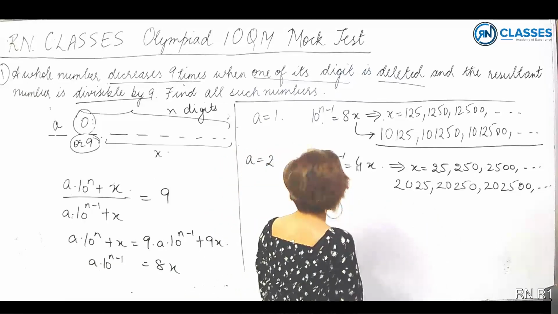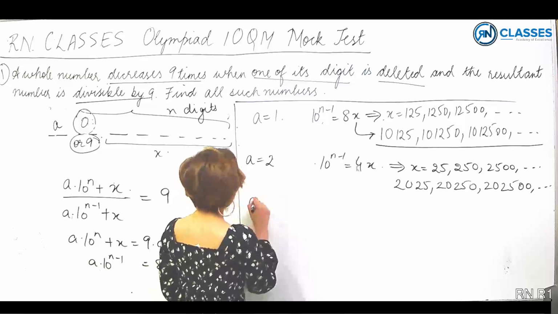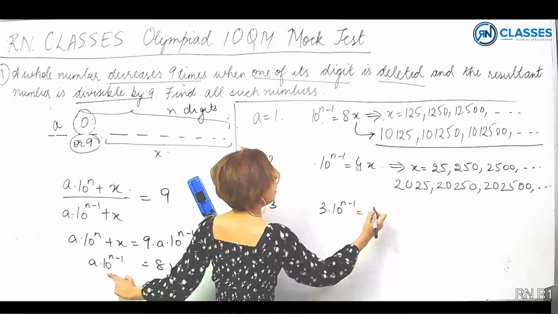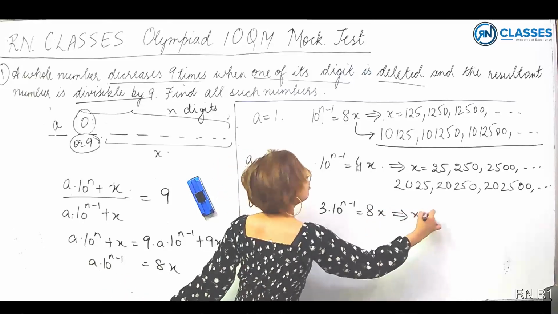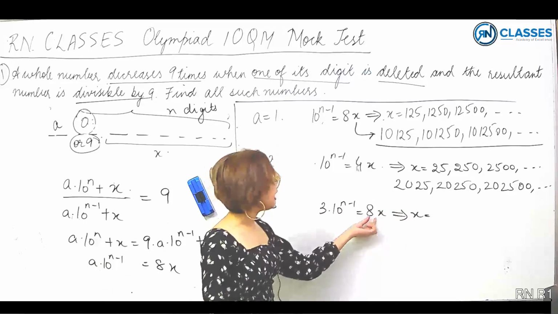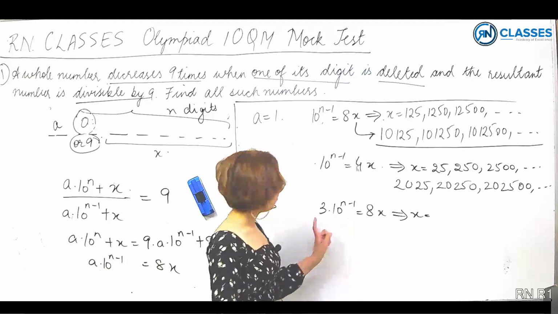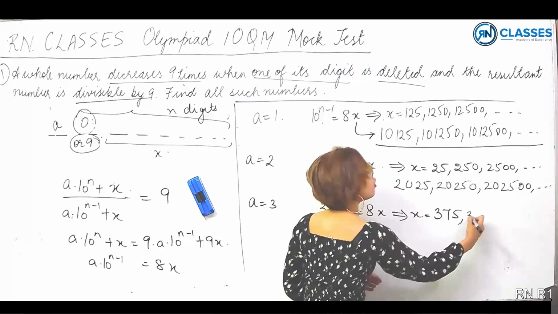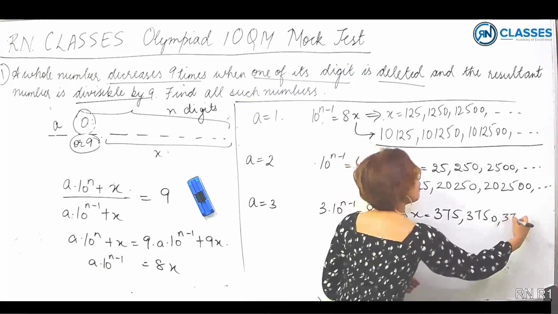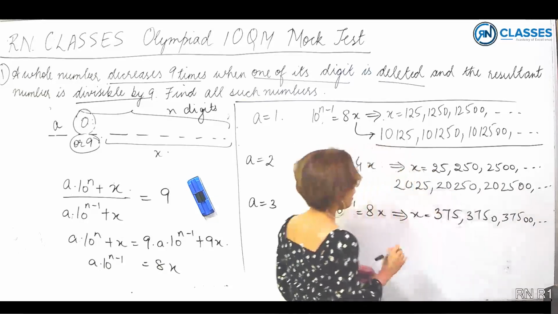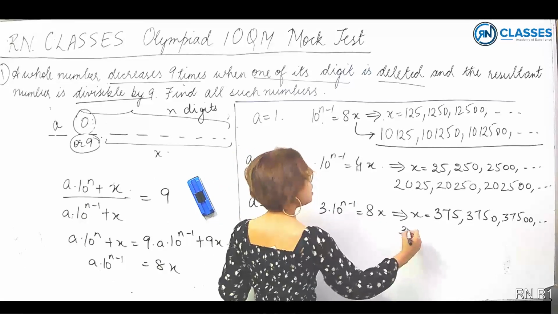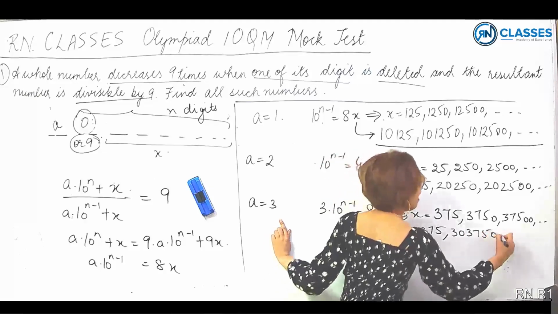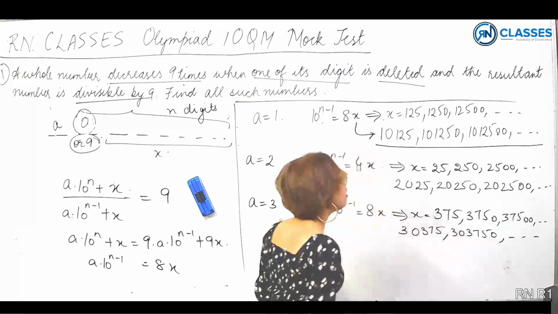Okay. Next, a is equal to 3. That means 3 into 10 raised to n minus 1 equal to 8x. From here you find the corresponding values, because मुझे पता 8 से divide करने के बाद 125 ही आएगा. So 3 into 125, that is 375. Then 3750, then 37500, and so on. So my number is actually 30375, 303750, and so on. Third category of the number.